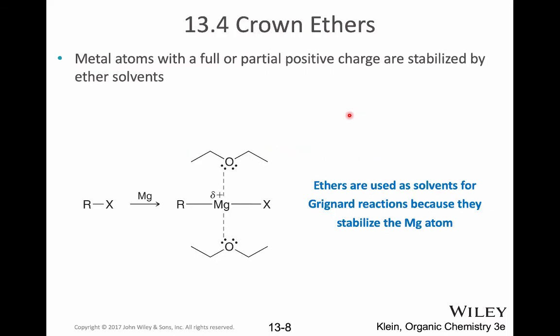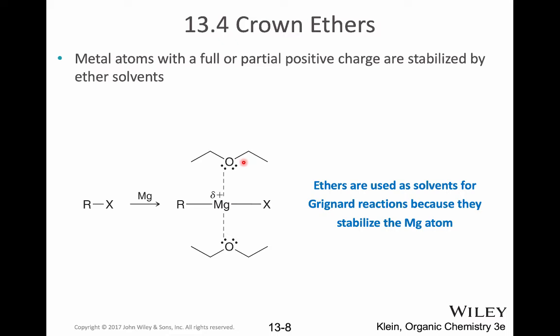Another advantage of using ethers, though, is the fact that ethers, because of this oxygen being partially negative, can coordinate organometallic or metallic compounds. And that's useful because generally you would think about these compounds as not being soluble in most organic solvents. But because this oxygen can coordinate to this positive magnesium, this green reagent can be solvated by ethers. So acyclic ethers like diethyl ether, that's a common solvent used in the Grignard reaction.